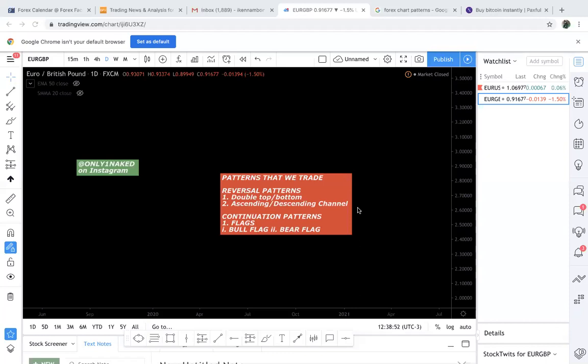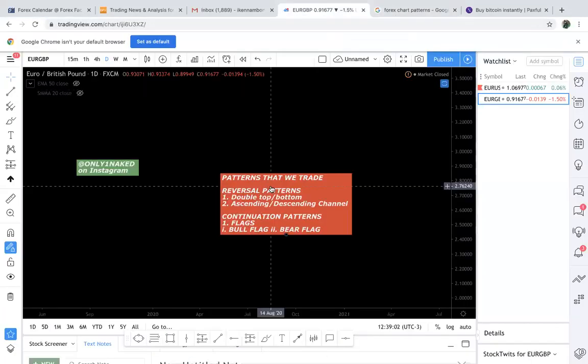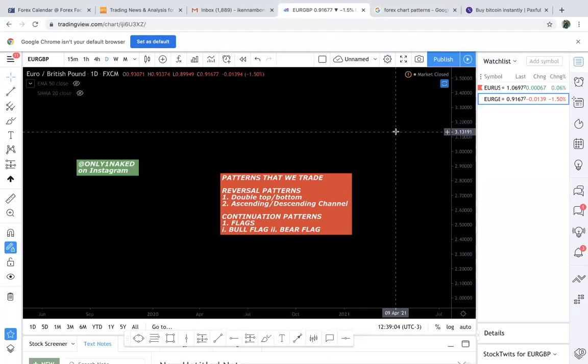This time, what we're going to talk about is patterns that we trade. So, guys, when you go online and check, you see that we have a lot of forex chart patterns. A lot of them right there, but we don't focus on everything. Why? Because less is more. When you're trying to trade everything, you just get confused. So looking for some particular thing in the market makes a lot of sense.